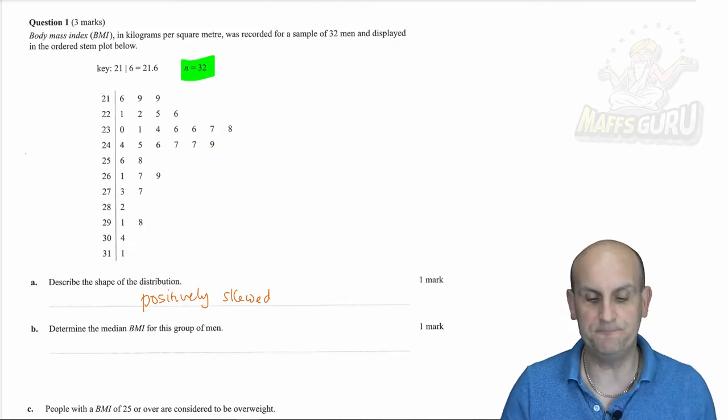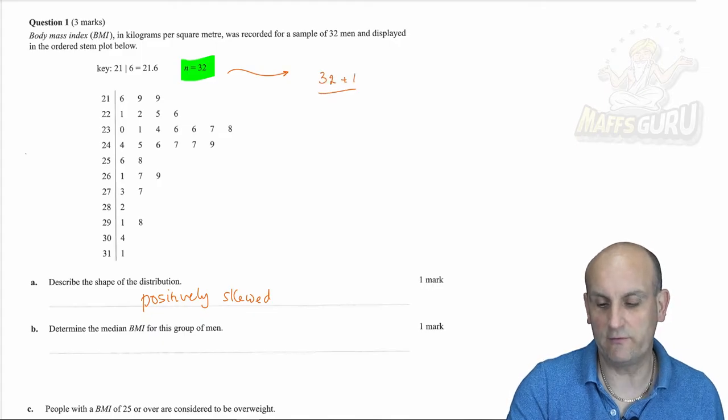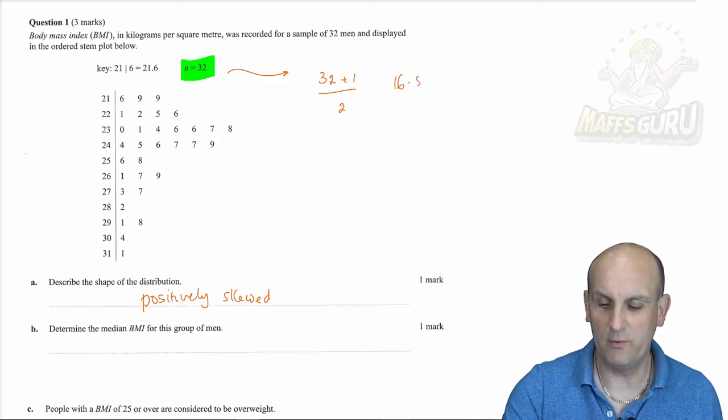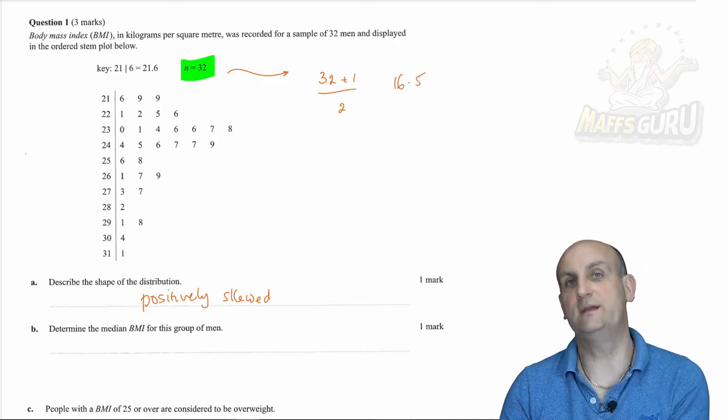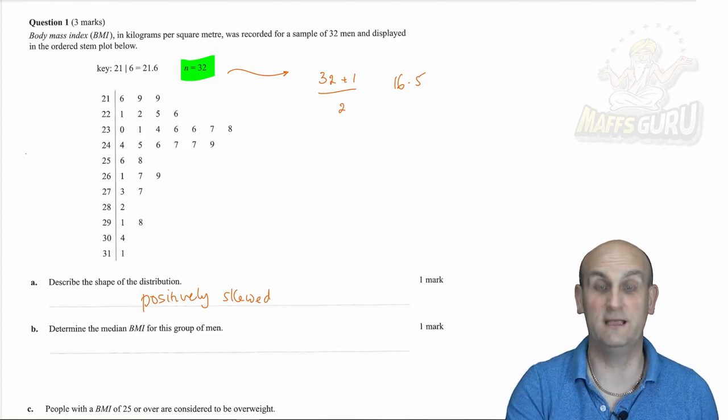Determine the median BMI for this group of men. Again, so the median, basically, we've got 32 data items. So I'm going to do 32 plus 1 divided by 2, which gives me 16.5. Now again, that's the quickest way to try and find out where the data item is. I'm looking for the 16th and a half data item. It doesn't make a lot of sense to me.